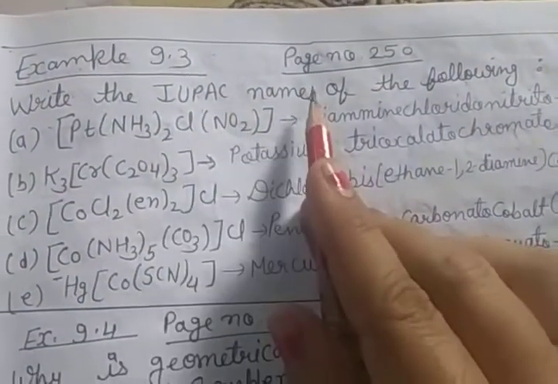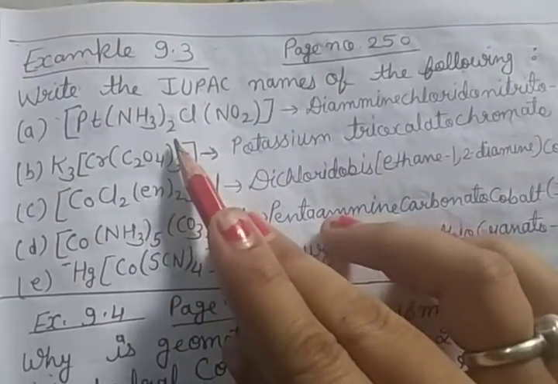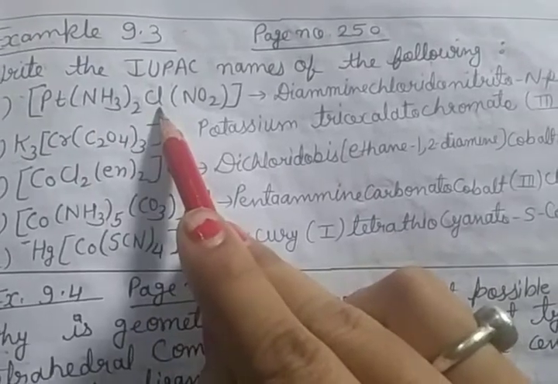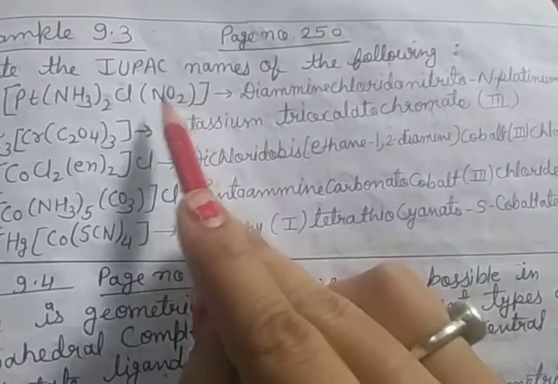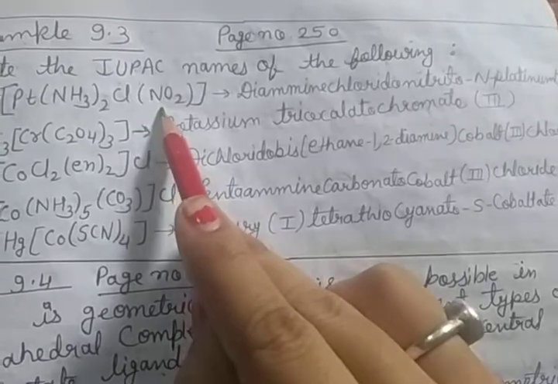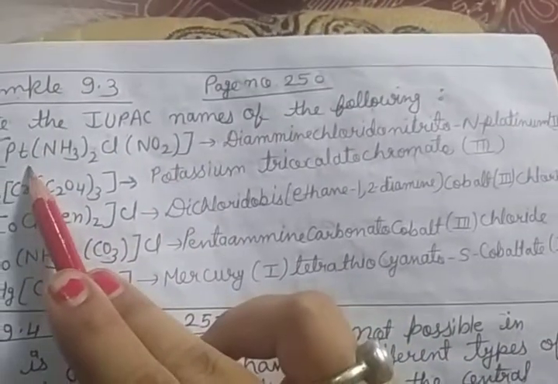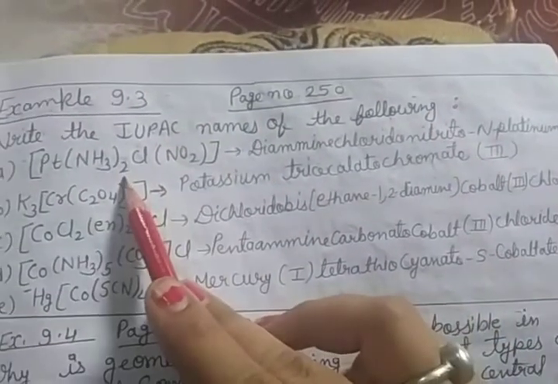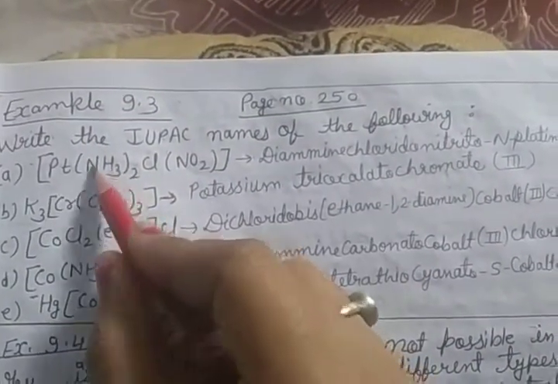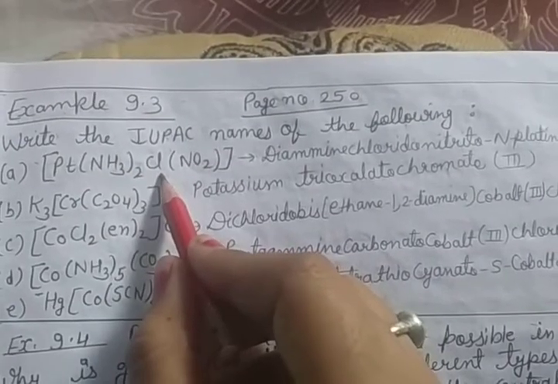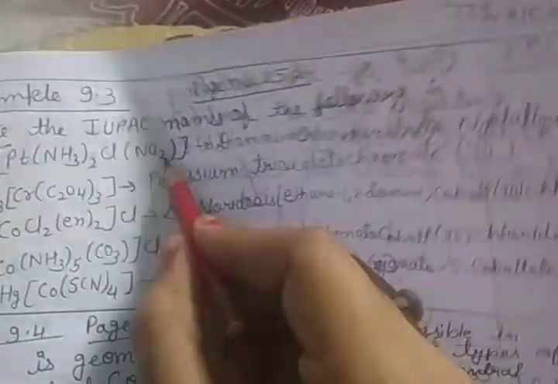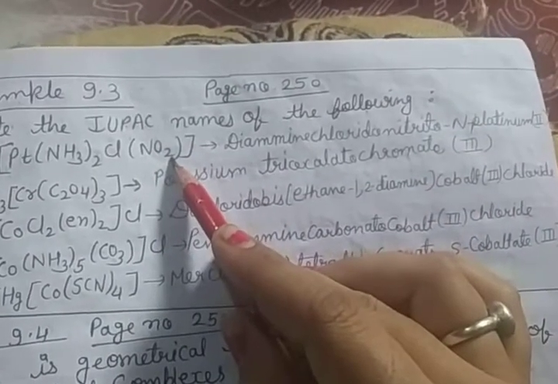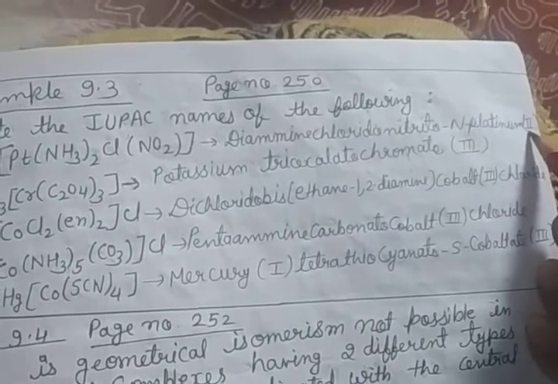Next is the IUPAC name. Pt(NH3) whole twice Cl(NO2). So 2NH3 means diammine, Cl chlorido, NO2 bonded by N, so nitrito-N, and Pt means platinum. And at the last we have to write the oxidation number, but first we have to find it. So X plus ammonia 0 multiplied by 2, -1 and -1. So -1 and -1 is -2, going to the right side, +2. So we have to write it in Roman numeral, II.